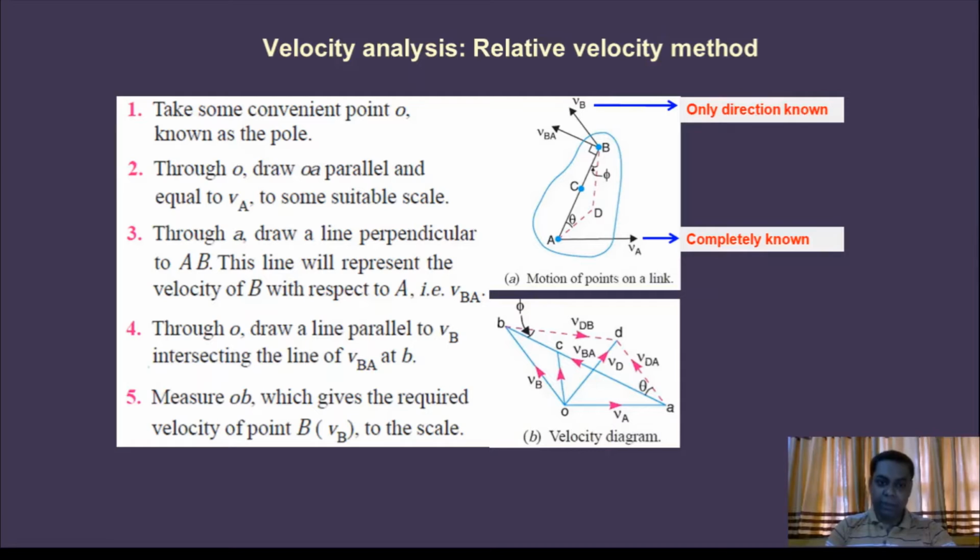Then through point A, draw a line perpendicular to capital AB. Capital AB is the actual length of the link. So through point A, draw a line perpendicular to AB. This line will represent the velocity of B with respect to A, that is VBA, as we have already discussed in the previous slide. Now through O, draw a line parallel to VB, intersecting the line of VBA at point P. Now measure OB, which gives the required velocity of point B, or VB, to the scale.